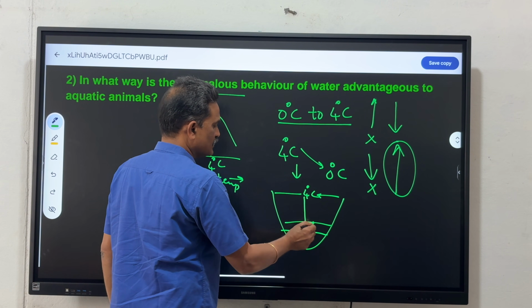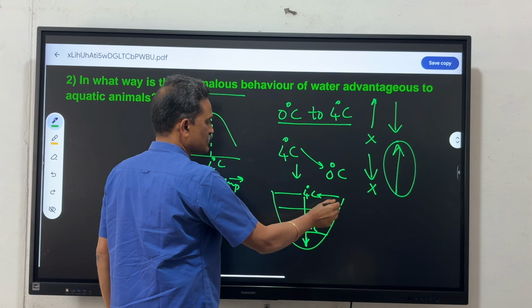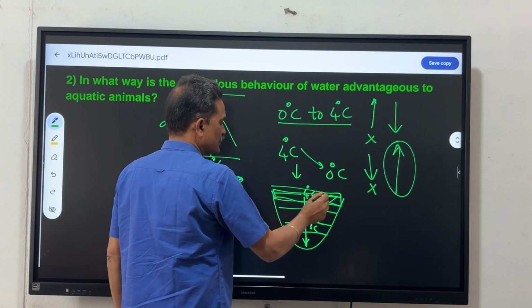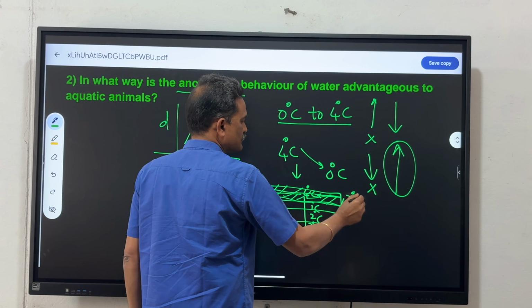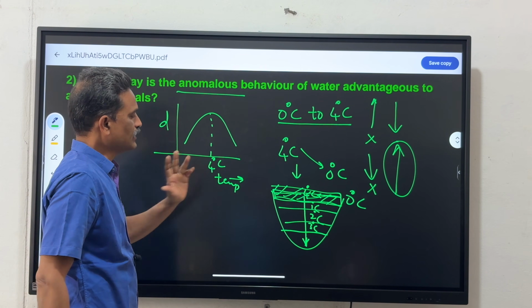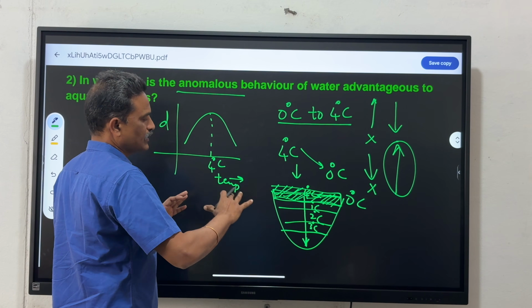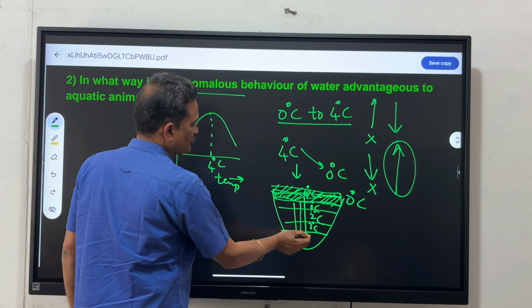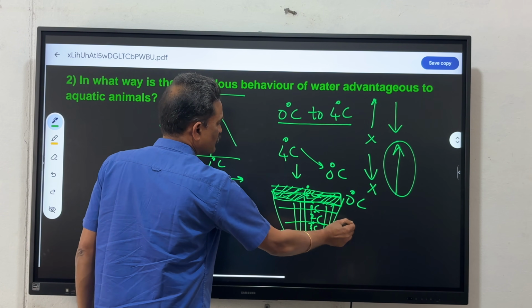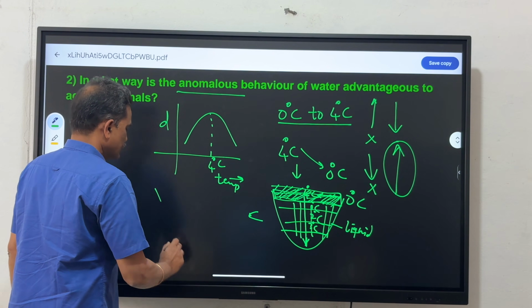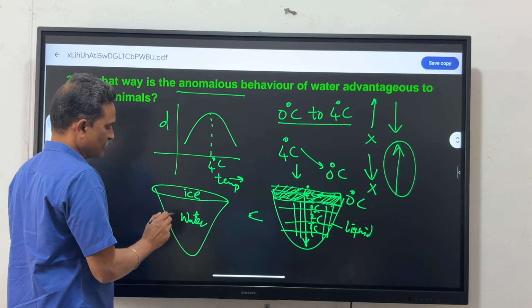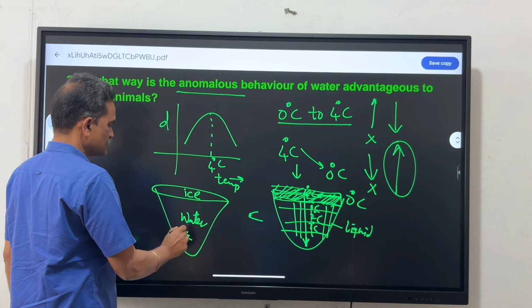Above this, you will have 3 degrees Celsius. Above this, you will have 2 degrees Celsius. Above this, you will have 1 degree Celsius. And the uppermost layer will become ice because of 0 degrees Celsius. So ice floats on the water. In polar regions, only the uppermost area becomes solid ice. The lower layers of the ocean or the lake are in liquid state, that is nothing but water. In this lake, the uppermost layer is ice, and below this layer we have water. So in this water, aquatic animals like fish can sustain.